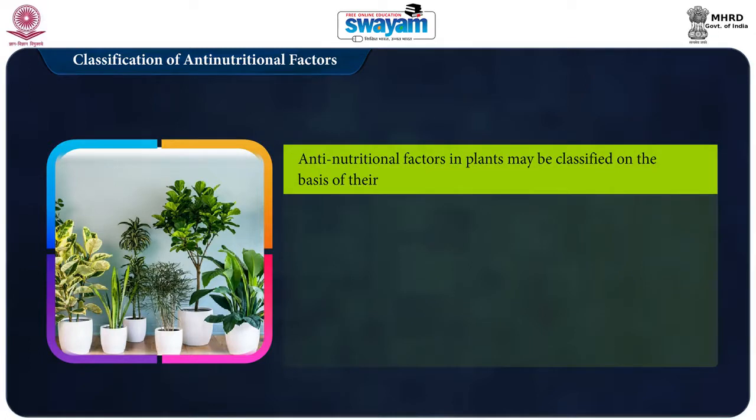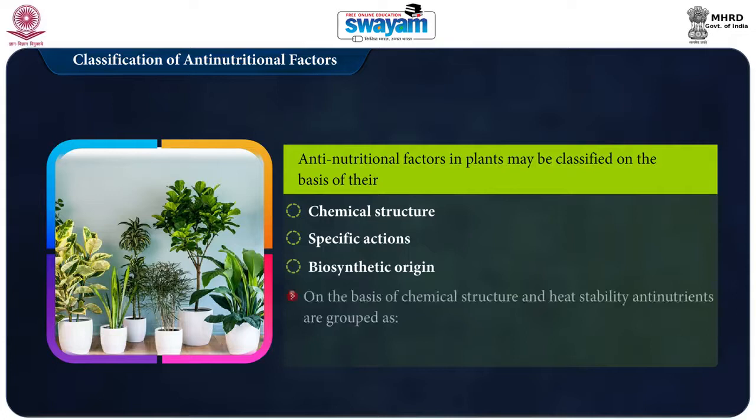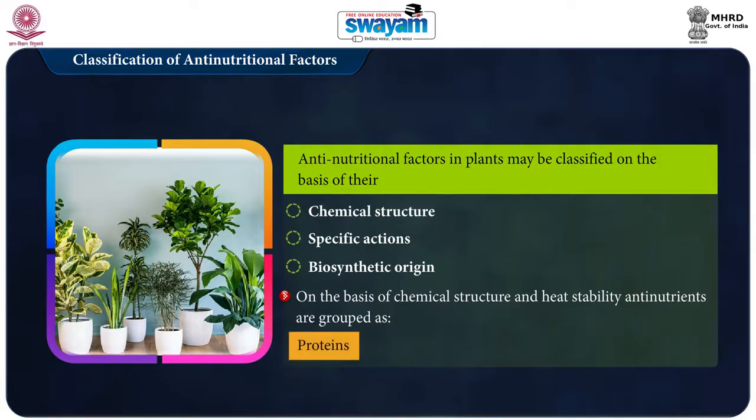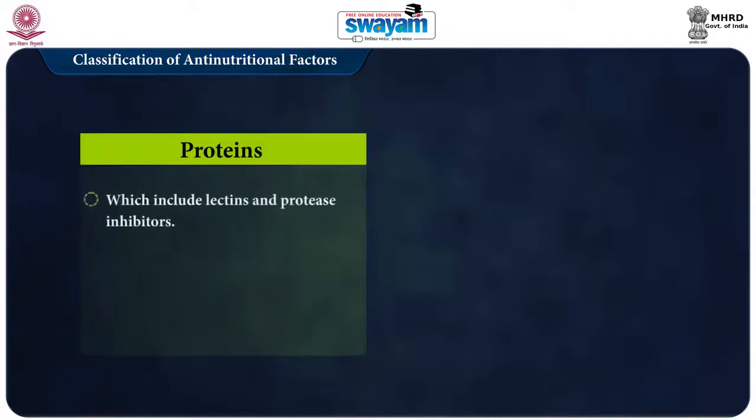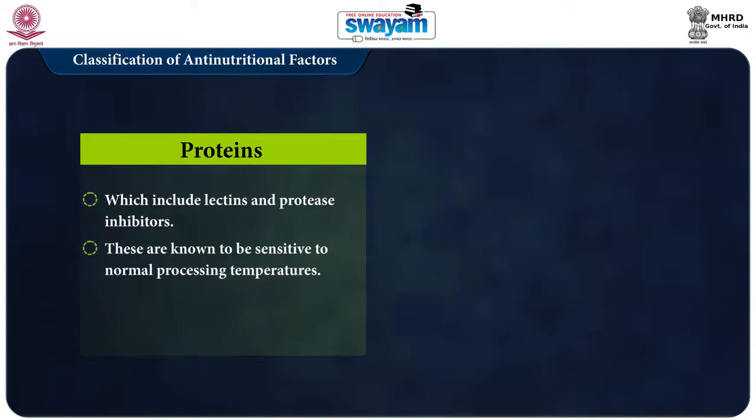Now these anti-nutritional factors in plants may be classified on the basis of the chemical structure, the specific actions they bring about, or their biosynthetic origin. On the basis of chemical structure and heat stability, anti-nutrients are grouped as number 1 proteins and number 2 other substances. Now proteins include lectins and protease inhibitors. These are known to be sensitive to normal processing temperatures.